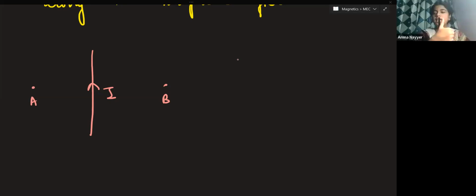If you keep it like this, your nails will point towards the direction where your current is flowing. So if this is the direction of current, at this point you were asked to check. At this point it will be outwards. This is the curvature of the finger, and in this way it is moving, so this complete circle is being formed.